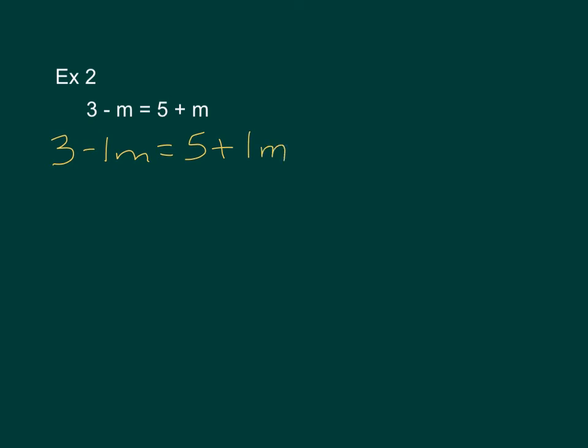Now we're going to want to get m by itself, so you can approach this a few different ways. I like to deal with the numbers first. So the smallest one I have is 3, and I want to get rid of it, so I'll subtract 3 from the left. And if I do that on the left, I've got to subtract 3 on the right.